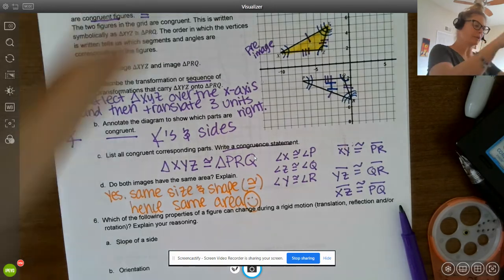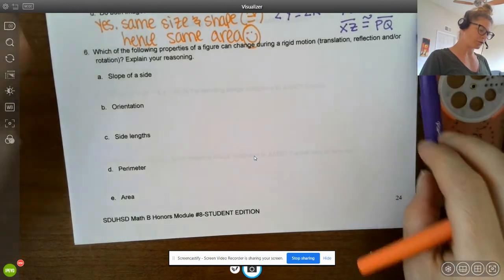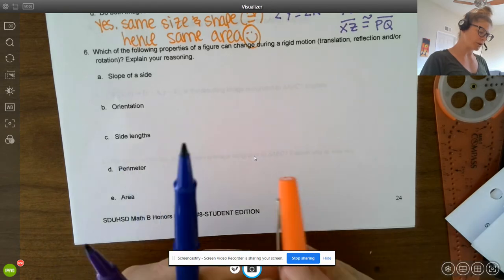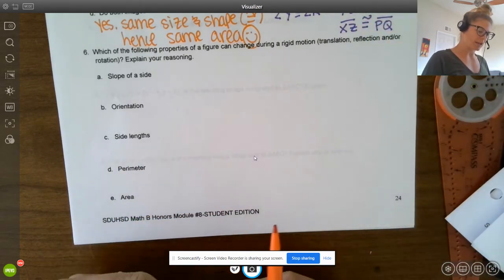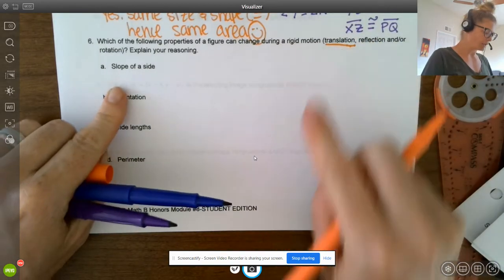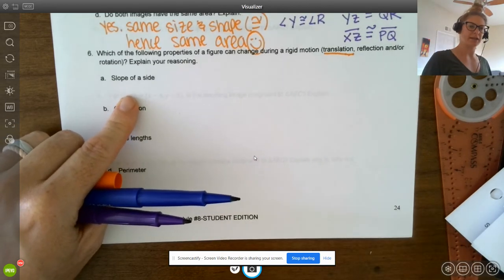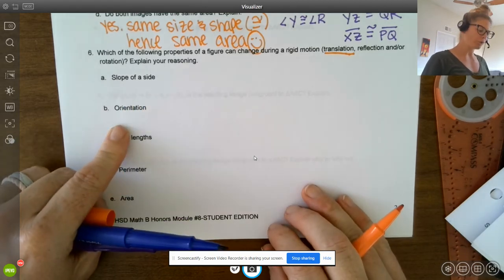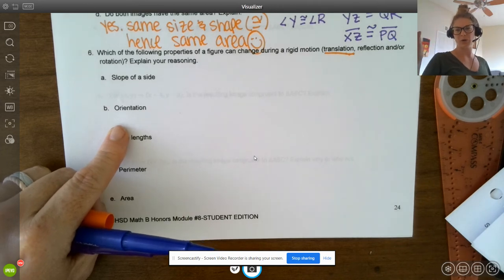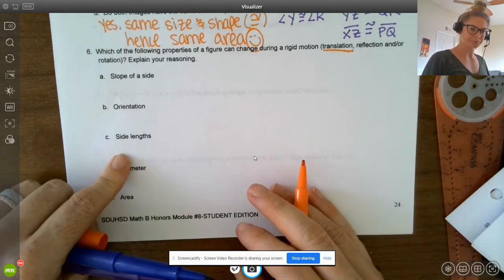So now we're going to condense and put some of the patterns we've noticed into each of the transformations we've been focusing on. Which of the following properties of a figure can change during a rigid motion: translation, reflection, or rotation? Let's focus on translation first. The slope of a side. Would a translation, just translating left, right, up, and down, ever change the slope? No. Orientation. Would that ever change what's up and what's down on the shape? No, the top's going to stay the top, the bottom's going to stay the bottom.